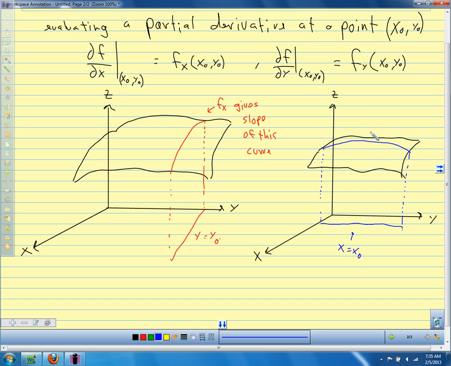And f sub y gives the slope of this curve. So we're holding x constant, and we're seeing how our function changes as y varies. So graphically, this is what we're looking at with partial derivatives. Is that all making sense?